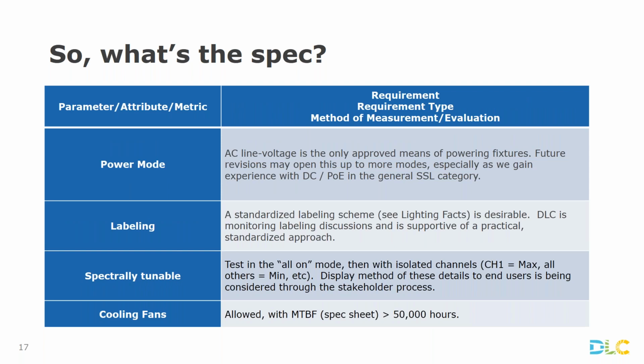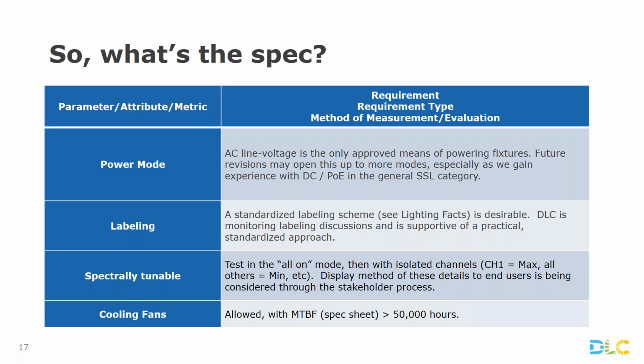Finally, for power mode, we are proposing in this first draft specification to have AC line voltage be the only approved means of powering fixtures. We did see some commentary from some of our stakeholders that we might want to consider opening this up to things like DC, direct current, or power over Ethernet. There just did not seem to be very much of a market presence in this period, and the technical complications of assuring performance and efficacy for these alternative power topologies did not seem like it would add a lot of value here. However, we don't want to preclude that, especially as we gain more experience with DC and PoE in general lighting, as you will hear about in our webinar tomorrow. We would be happy to open it up to those as we gain more experience and confidence working with them, both within DLC and also as a larger industry.